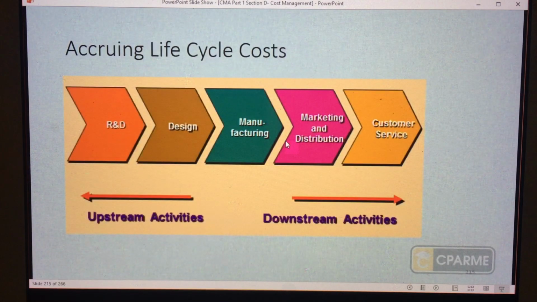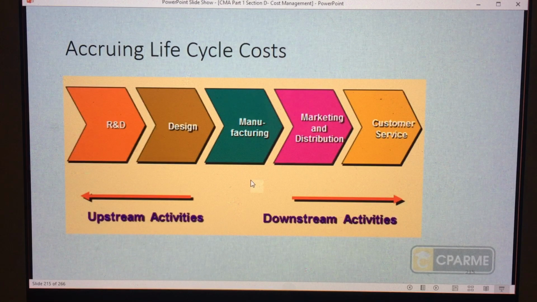And accruing life cycle costs. So for pre-production, that's R&D and the design, because we're still making it. Then we have the manufacturing, which is the production process. And then for downstream or after production, that's marketing, distribution, and after sales for customer service.